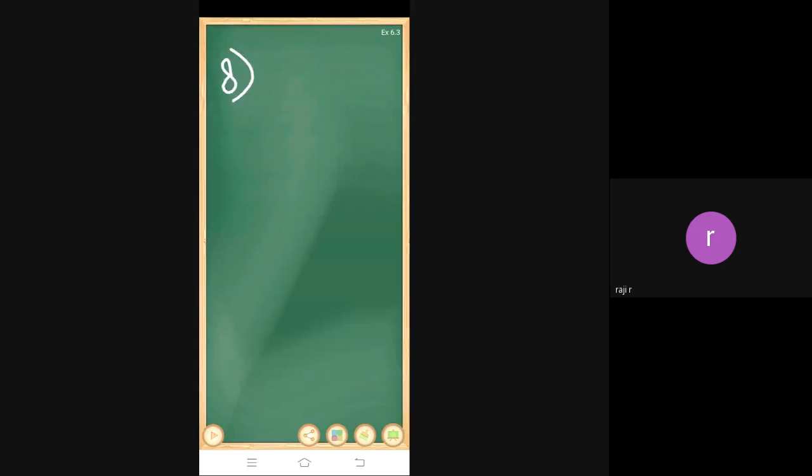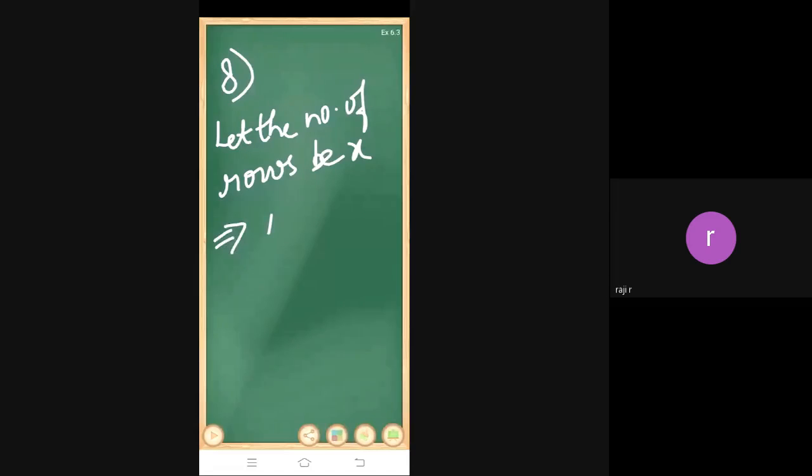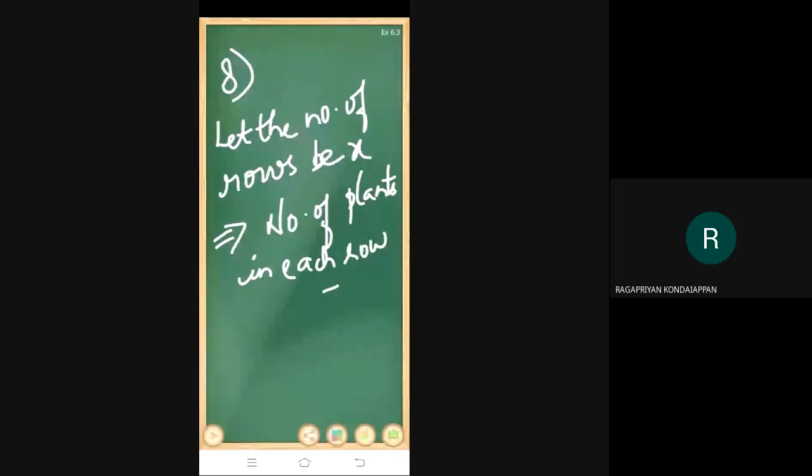So question number 8. Let the number of rows be x. If there are 4 rows, then how many plants in each row? 4 plants. For example, I'm saying. So the number of plants in each row is also equal to x. The number of rows and the number of plants in each row are both the same.